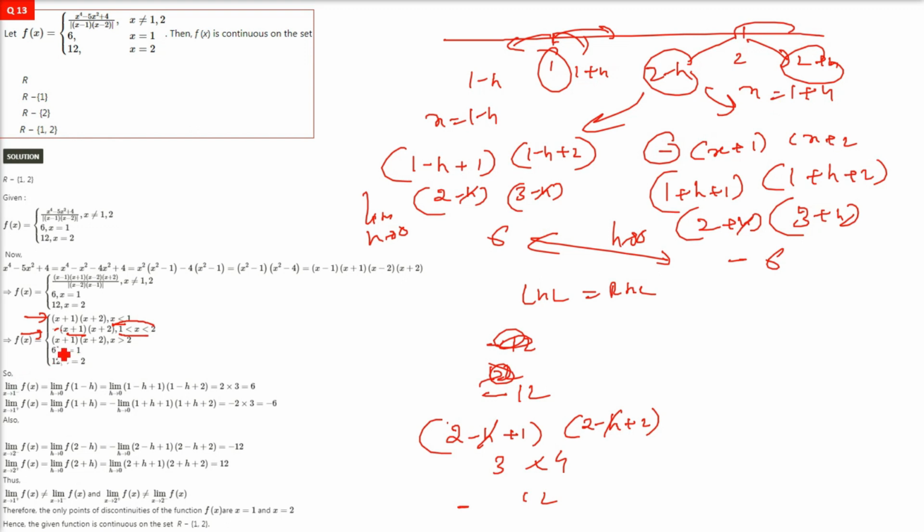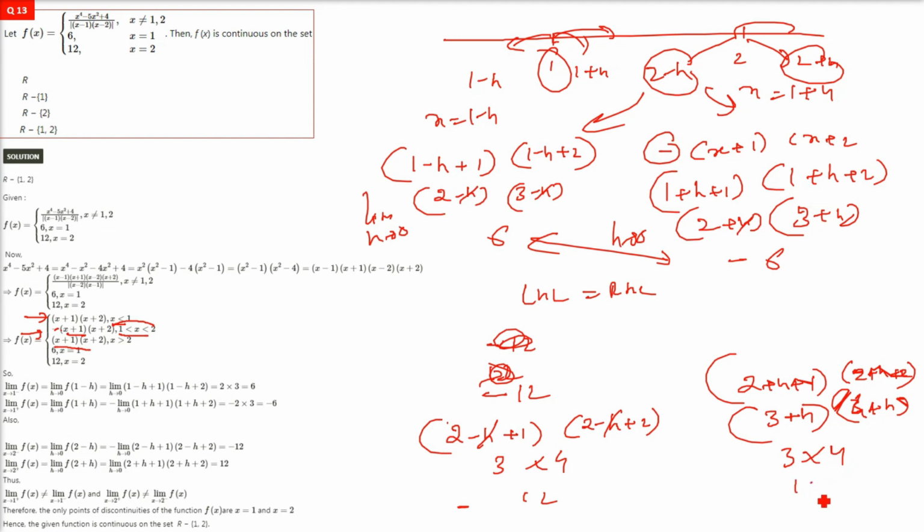Now 2 plus h, then you go up. So 2 plus h plus 1 and 2 plus h plus 2. Again, replace h by 0. It will be positive because it is greater than 2, and we have to use x plus 1 into x plus 2, where we replace x by 2 plus h. So you have this as 4 plus h. Just replace h by 0. You get 4 into 3, which is 12. So you have negative 12 and 12. These are not equal. So it is not continuous at 1, not continuous at 2. So you can write that the points of discontinuity are all real numbers except 1 and 2.